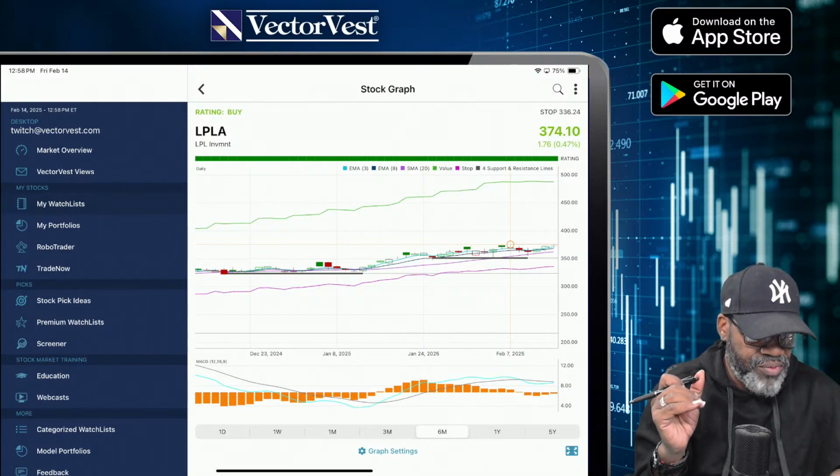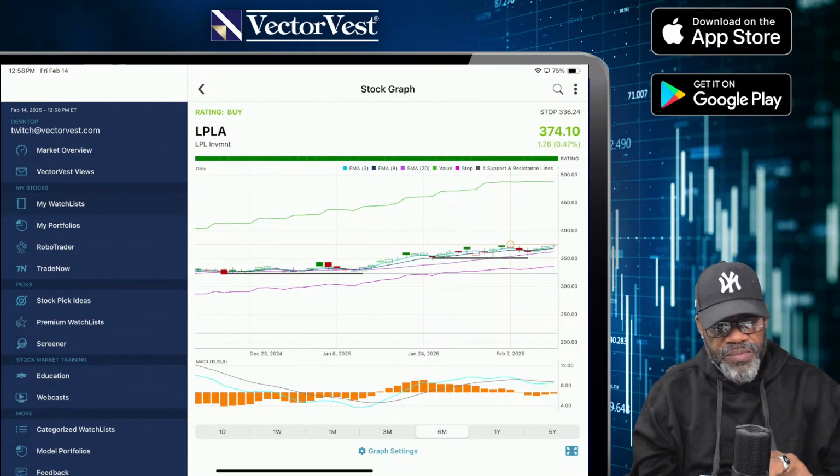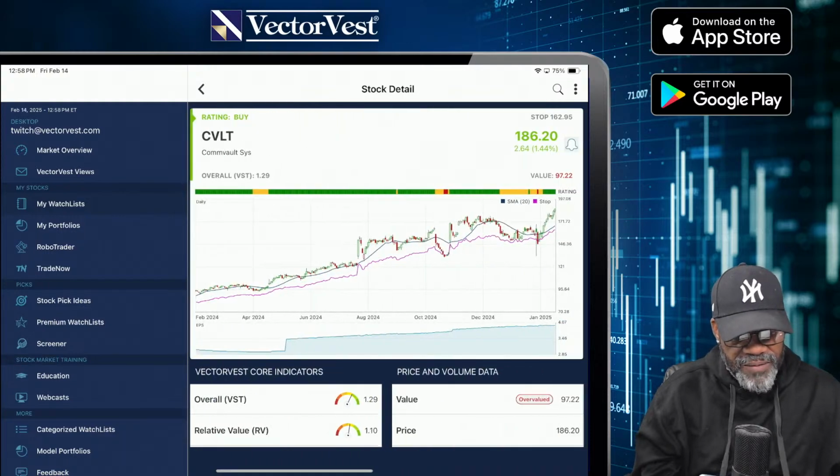I'd really like to see it break out of that level of resistance before I jump on board. But if I'm in it, leave it alone. You're right at a level of resistance, though. All right, let's go to the next stock.